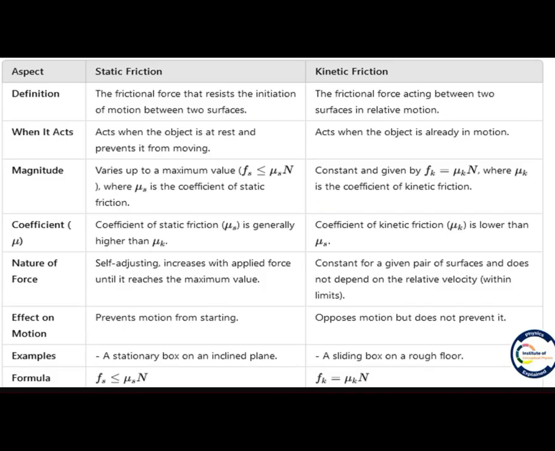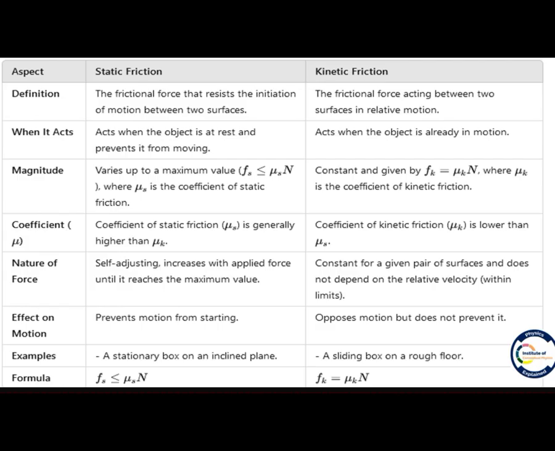So this particular presentation is about the key differences between static friction and kinetic friction. Okay, so let's start with the definition. Static friction is there when you are trying to move two bodies over one another, but the bodies don't move. In the case of kinetic friction, the bodies are already in relative motion. That means there is a motion between them.